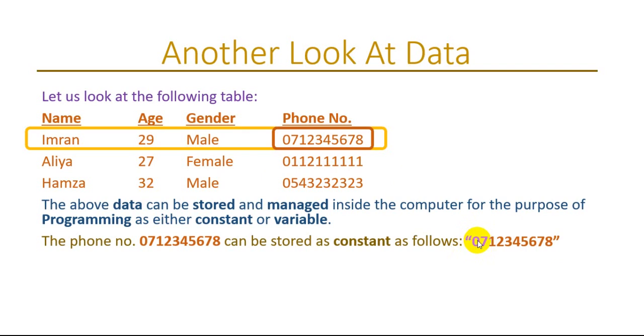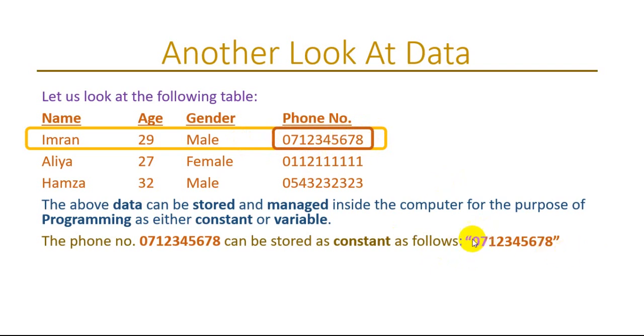And after that, whenever you refer to this constant, the constant will be 7, 1, 2, 3, 4, 5, 6, 7, 8 only. The zero will be lost because with numbers, the leading zeros don't matter. So it will automatically drop that. But since this is a phone number, we are not going to do addition or subtraction or multiplication. So I have the option to keep this either as a numeric or an alphanumeric. But I prefer to keep it as alphanumeric because then the zero will not be lost.